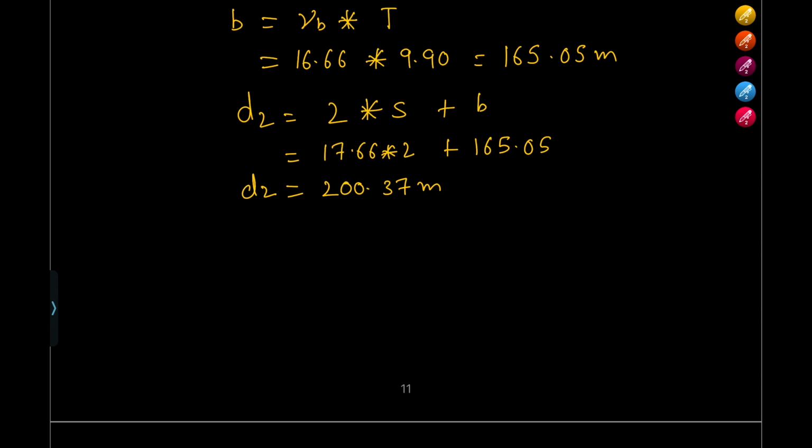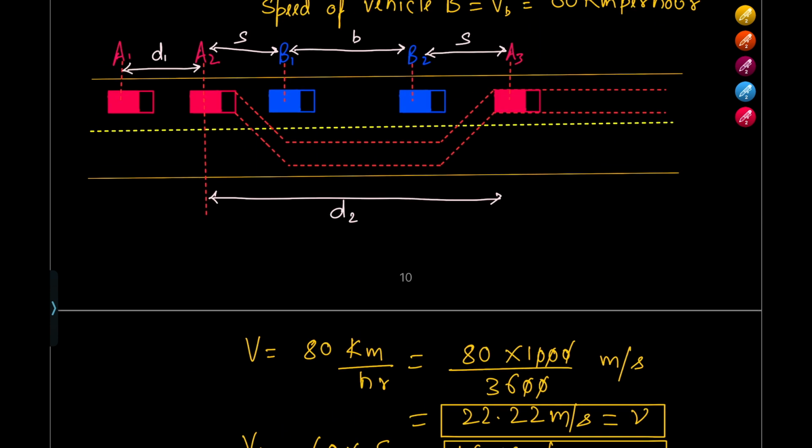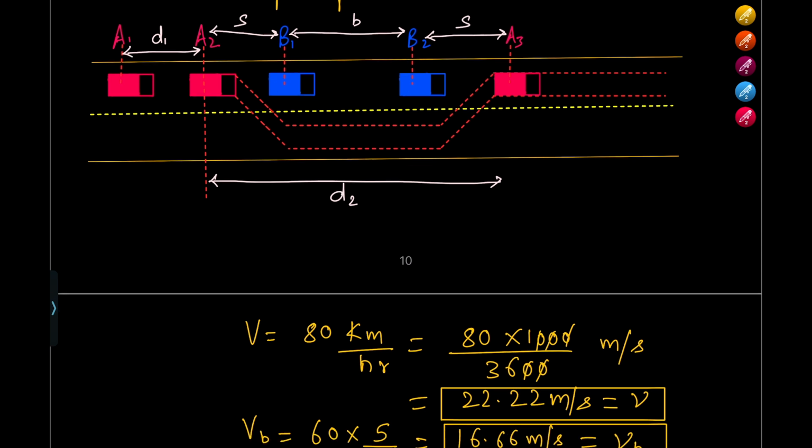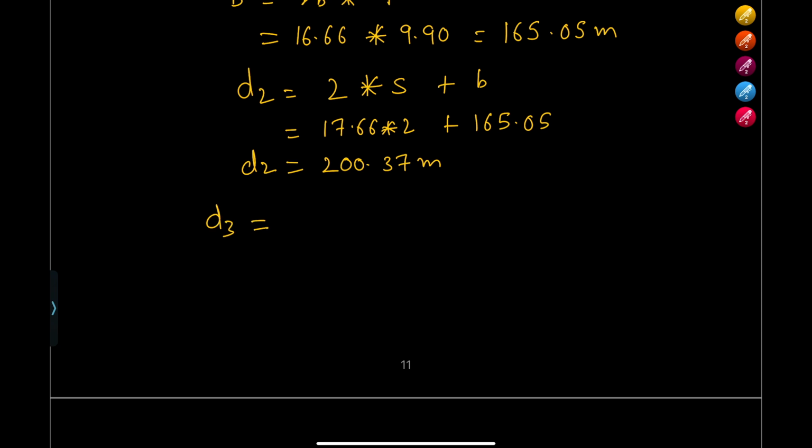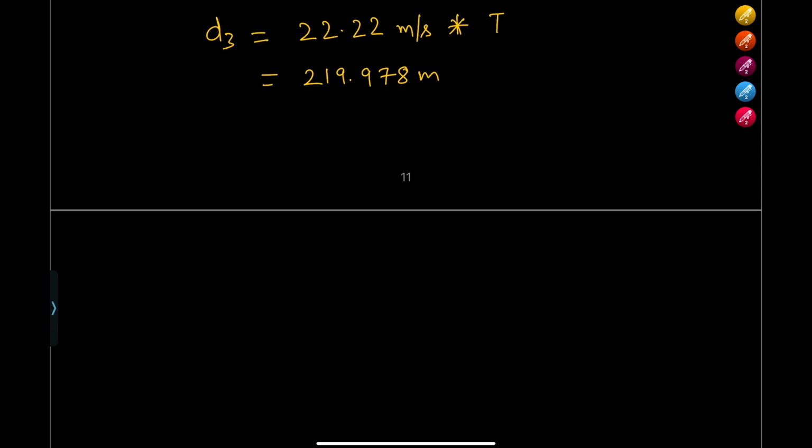Now let's also calculate D3, since it will be required only for two-way traffic. When there is two-way traffic, these vehicles C and C1 will not get removed and a vehicle will be coming from the opposite direction. So we need to provide the overtaking sight distance considering the C vehicle as well. So the value of D3 would be the design speed, that is 80 km per hour, which comes out to be 22.22 meters per second, multiplied by capital T. This value will come out to be 219.978 meters.